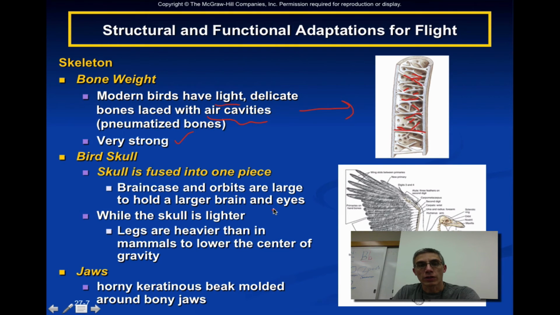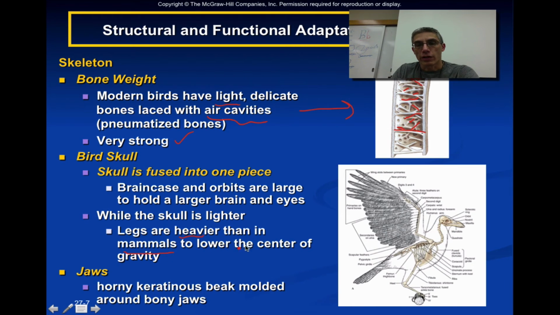Now, while the skull is lighter, the legs do tend to be heavier than what you would see in mammals. And so, of course, this would be to somewhat lower the center of gravity for the birds. In other words, they're going to use these legs to support the entire weight of the bird itself, and so it makes sense to make those parts a little bit heavier than the rest.